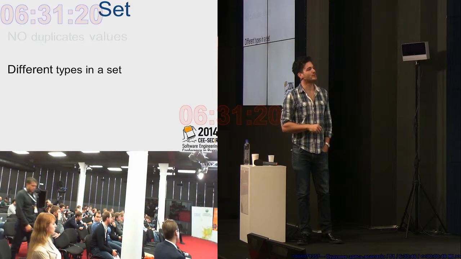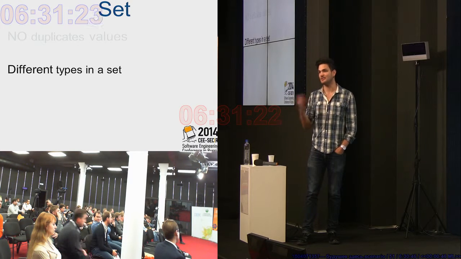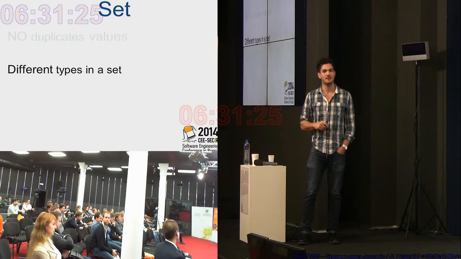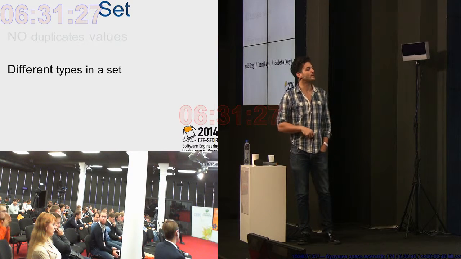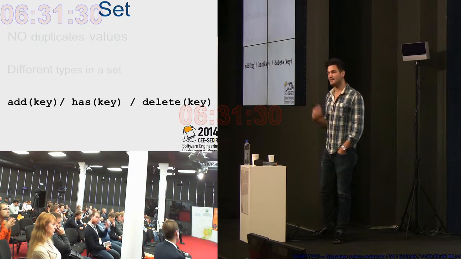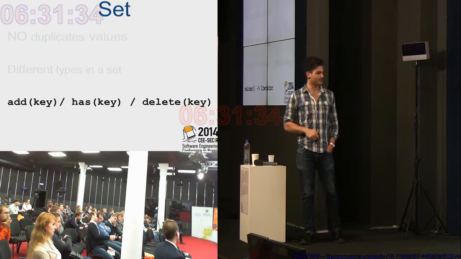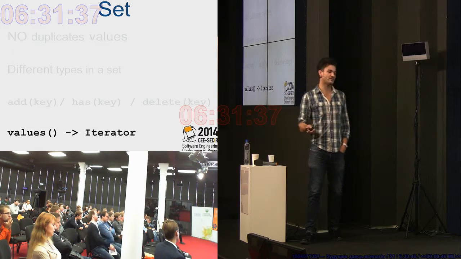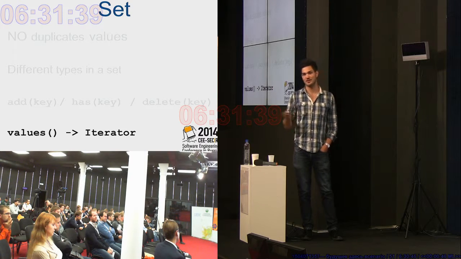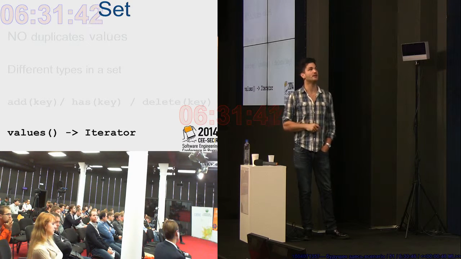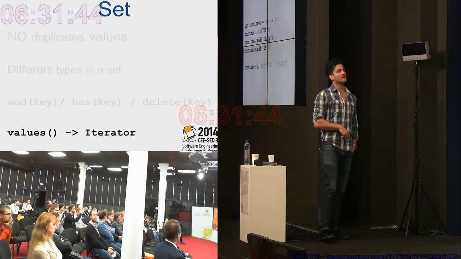Same deal in JavaScript. You can have different types in a set, so you can have a string or an object in the same collection, which is cool. You've got methods like add, has, or delete, which is really typical for sets. And also you've got a values method, which returns an iterator, which allows you to get the values of a set. Let's look at some examples.